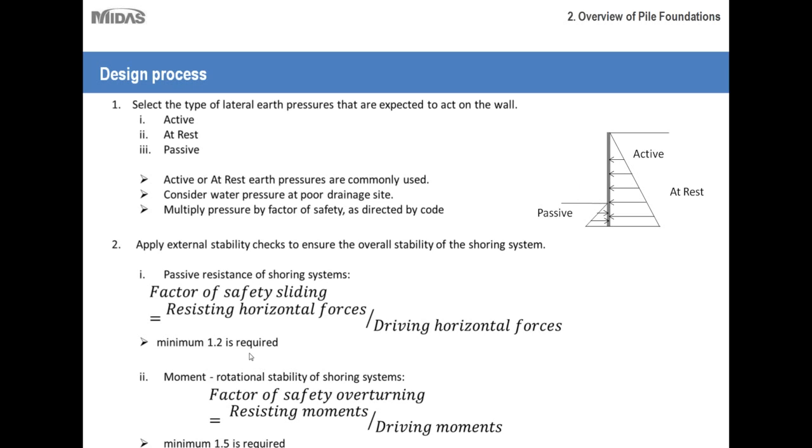against it, minimum. Now, as far as moment, the factor of safety of overturning resisting moments divided by driving moments has to be a 1.5, so it's a little bit higher. That's something we'll discuss in the next couple of slides, just how the moment needs to be accounted for in addition to the sliding forces.